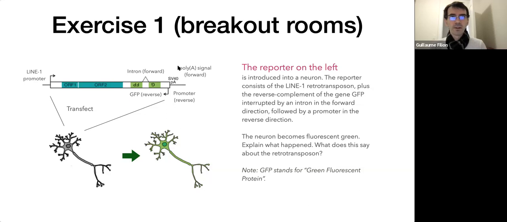So try to see a little bit the features of that. Think about transcription, cDNA, reverse transcription, etc. And try to understand why when you put this in that neuron, then the neuron would turn green. How would that happen? What has happened?